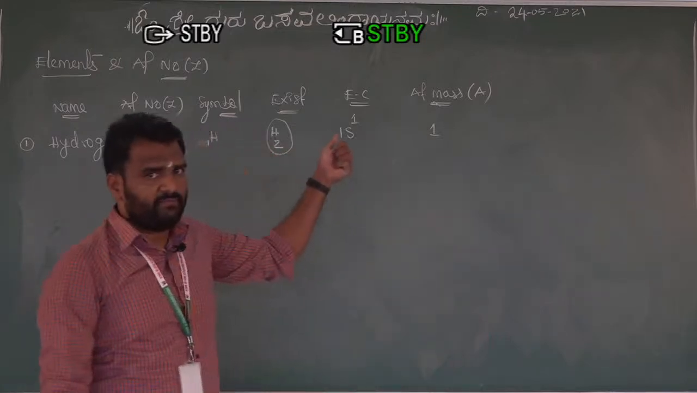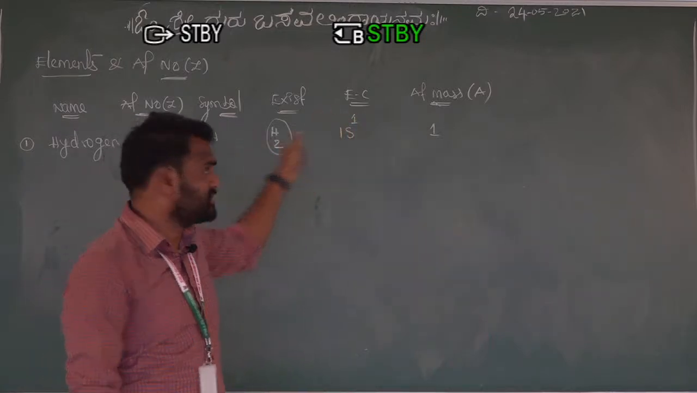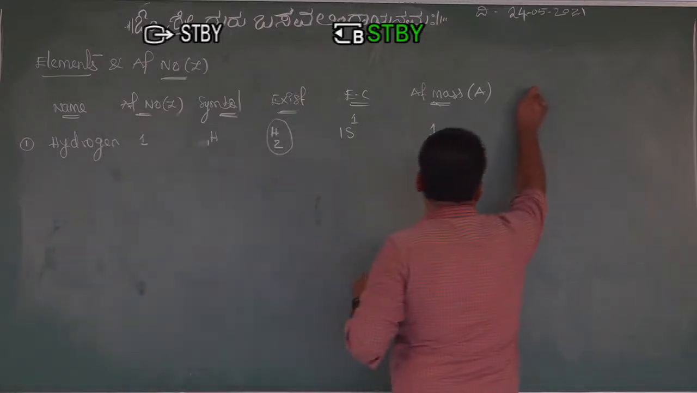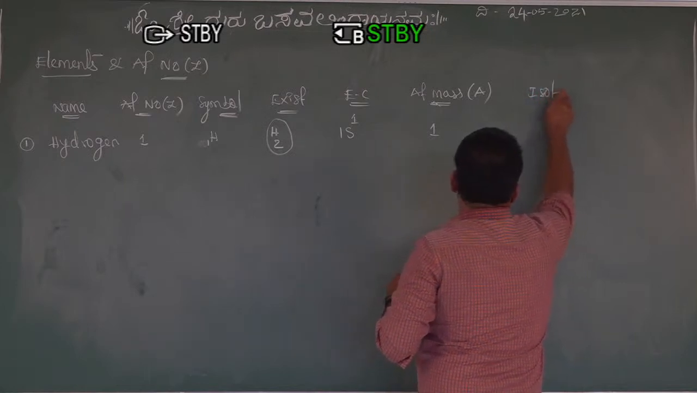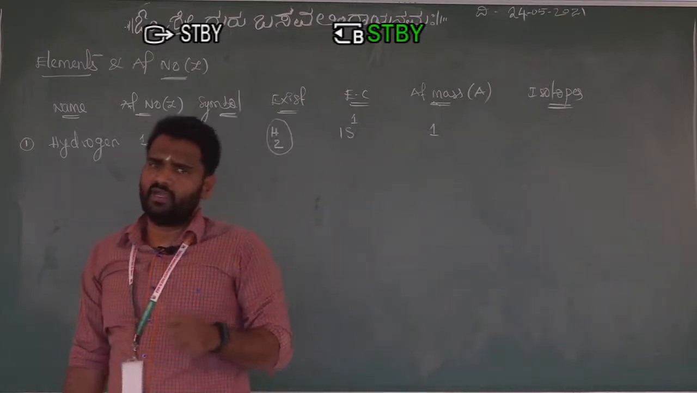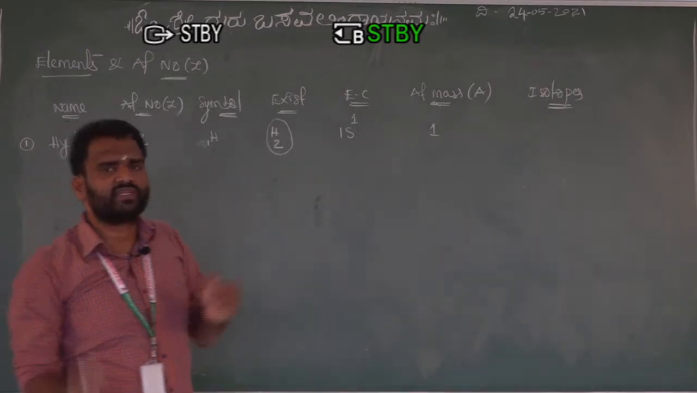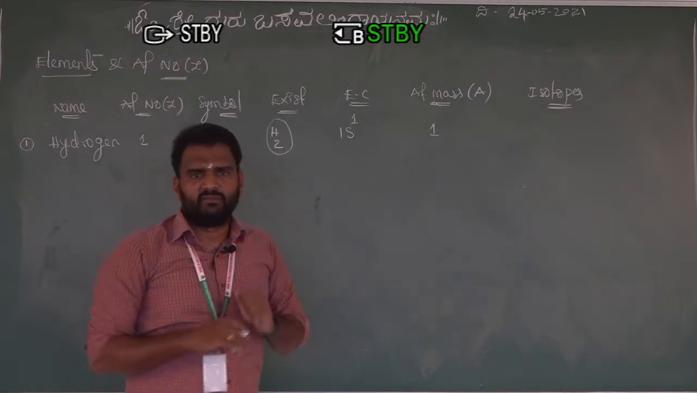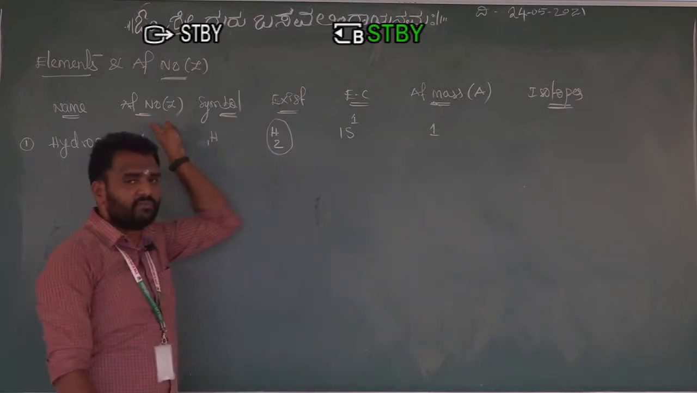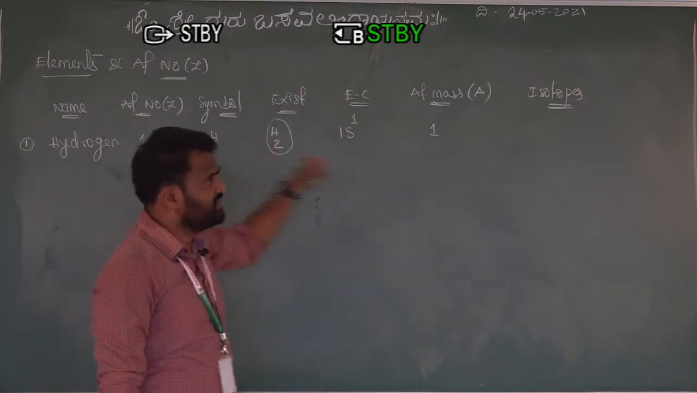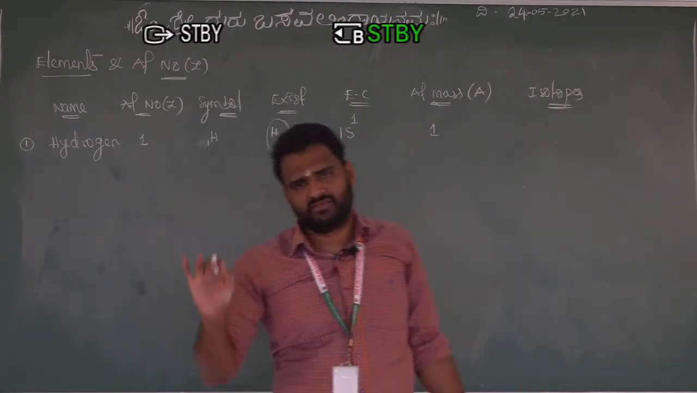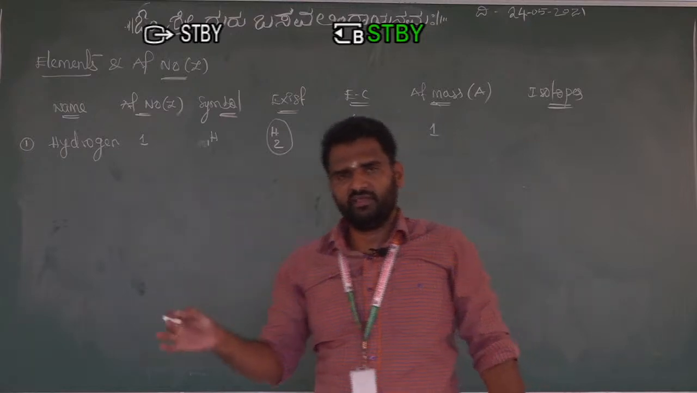One more thing here. For atomic mass A, some elements also exist in isotopic form. There are some isotopes. So what are isotopes? Let me give a table here. Already you know isotopes. Isotopes are species with the same atomic number but a different mass number. So the atomic number will be the same, but the mass number is different. Those species are said to be isotopes. In all isotopes, the atomic number is the same; the only difference is the mass number.